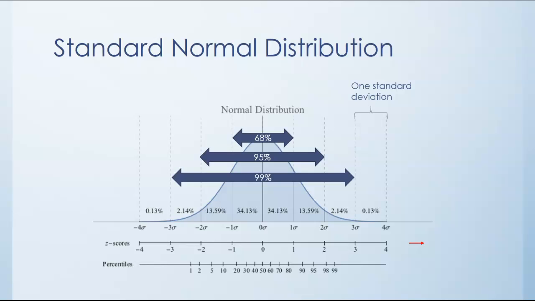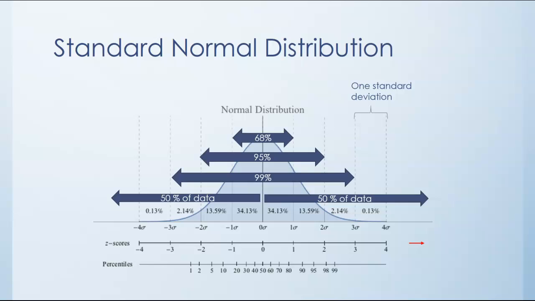The other thing you have to understand is that 50% of our data is expected to live above our mean, and 50% of our data should be living below the mean.